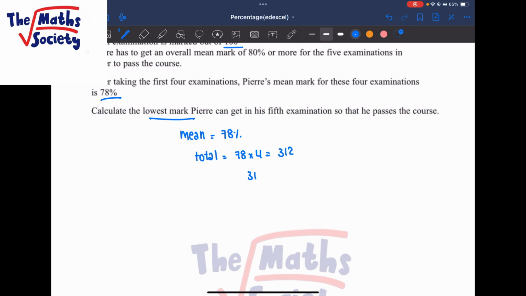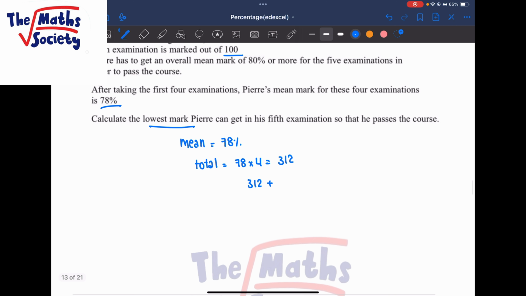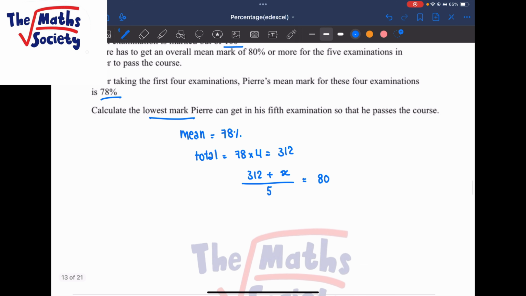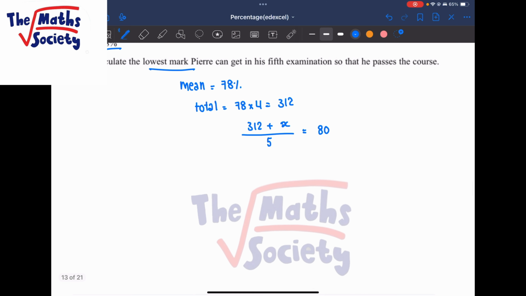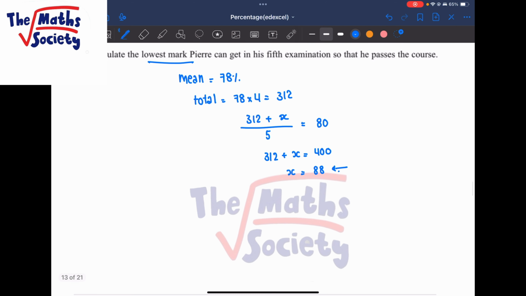So we know that (312 + x) divided by 5, because we don't know the marks of the last one, and 5 is the total number of examinations he needs to take. He needs to get 80% to pass. So that will give him 312 + x = 400... 488. So in the 5th exam, he needs to get 88% so that he passes the course.